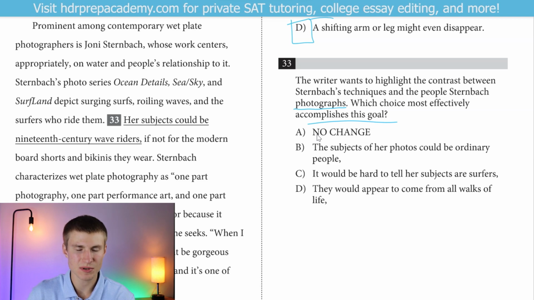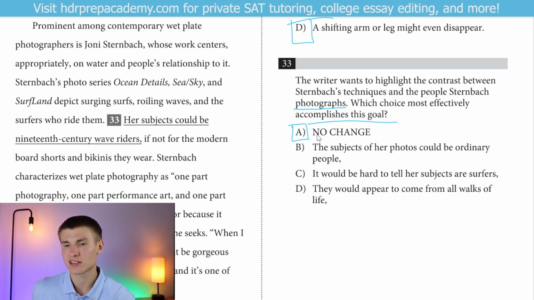So we have: her subjects could be 19th century wave riders, if not for the modern board shorts and bikinis they wear. So in this case, we see that we're obviously contrasting time there, right? Which is a contrast of the methods she is using to photograph them and the people she's actually photographing. Okay, so that's the contrast there. So A will be our correct answer, but I also want to show you why B through D are incorrect here.